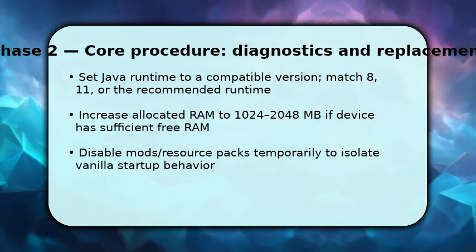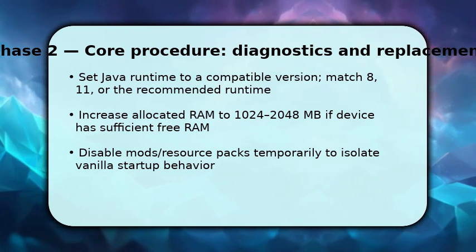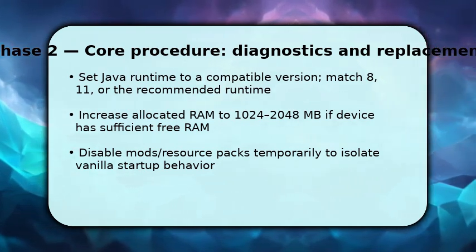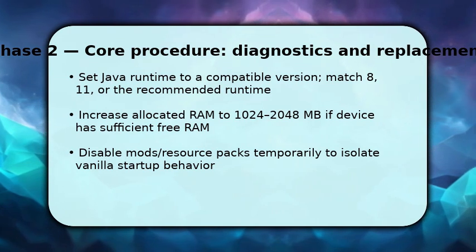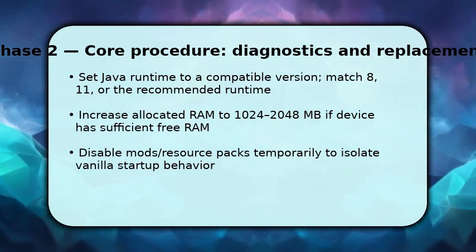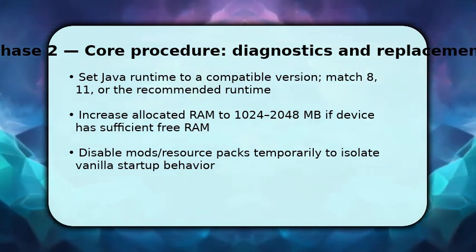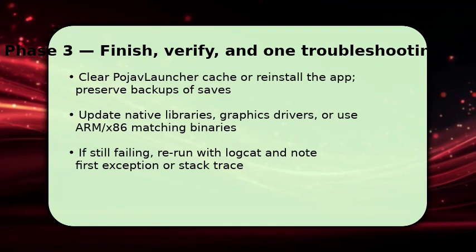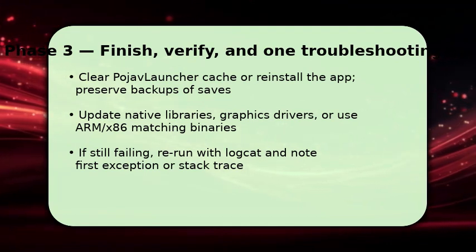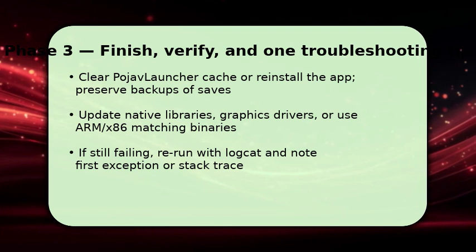Once done, restart and test with clean, vanilla files so you isolate mod-related causes and repeat log capture if it fails. Finally, you fix remaining corruption and environment issues by clearing cache or reinstalling Pojavlauncher while keeping world backups. Corrupted caches often cause code 1.